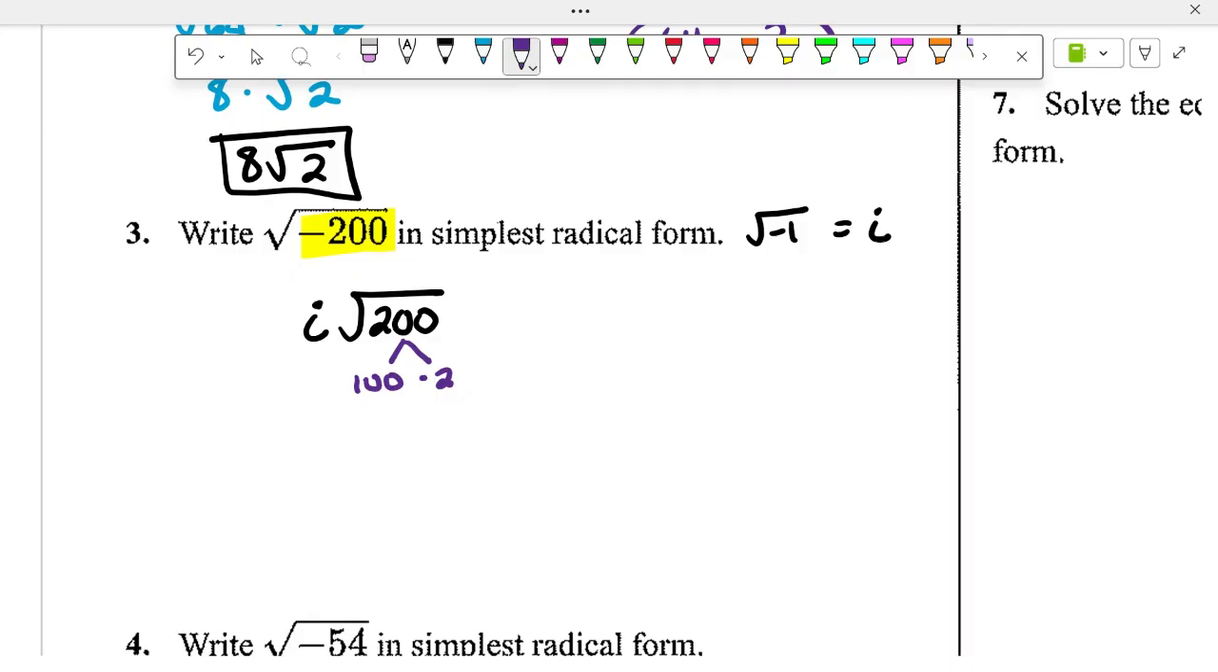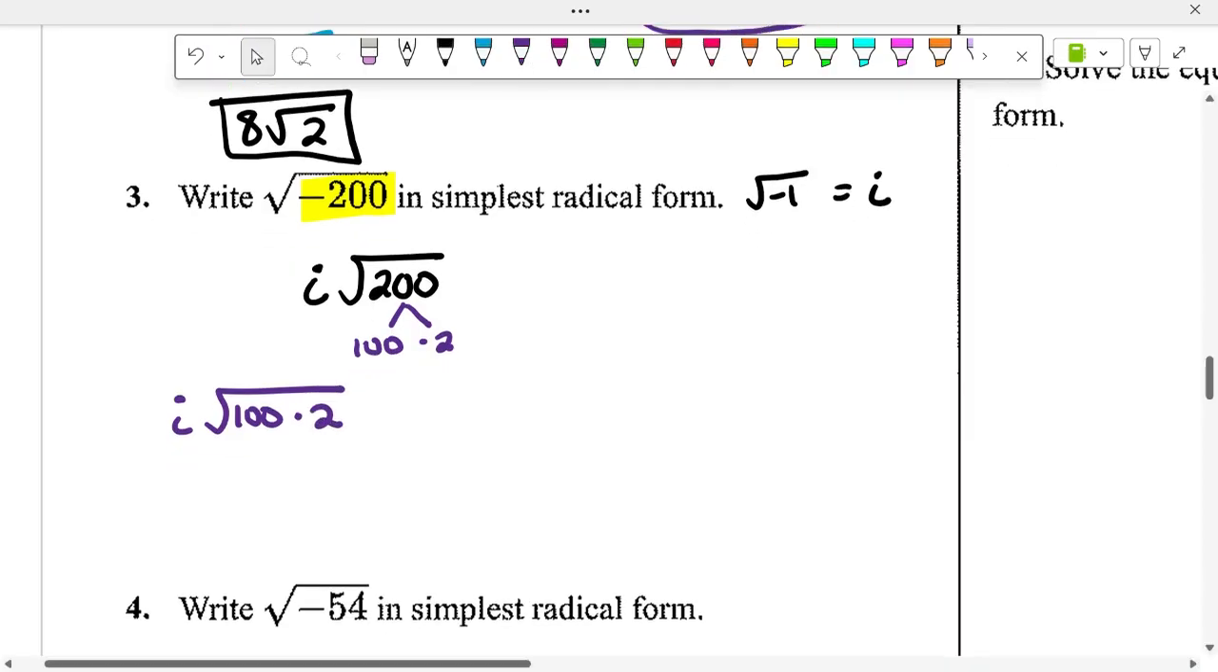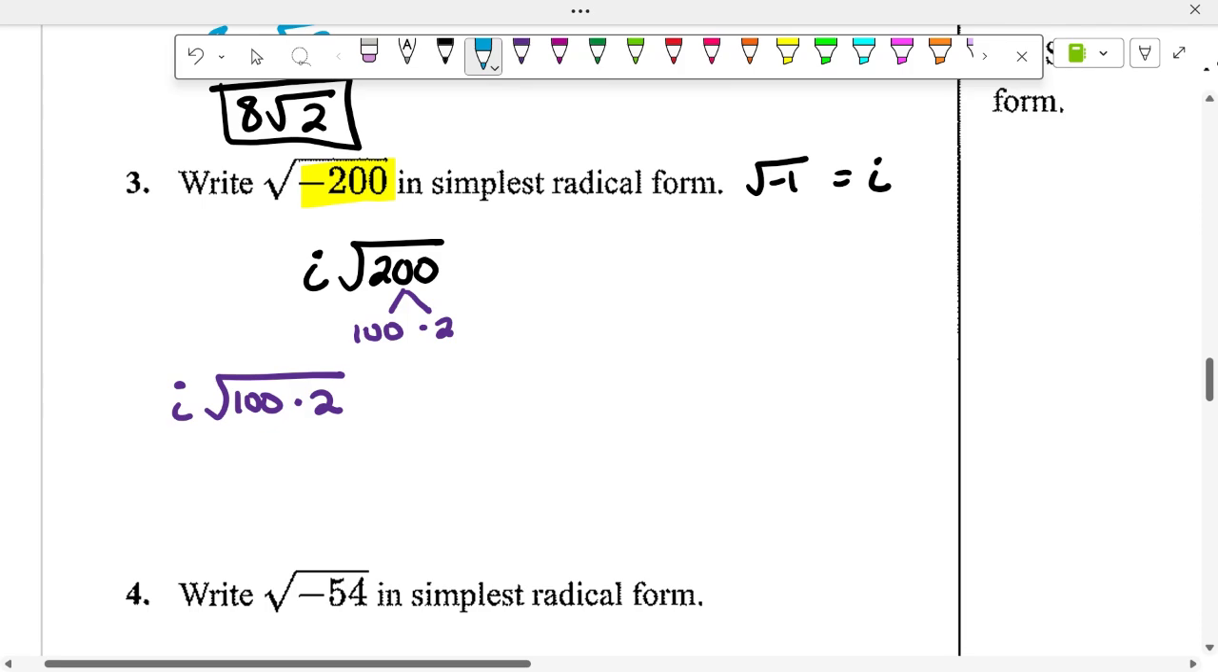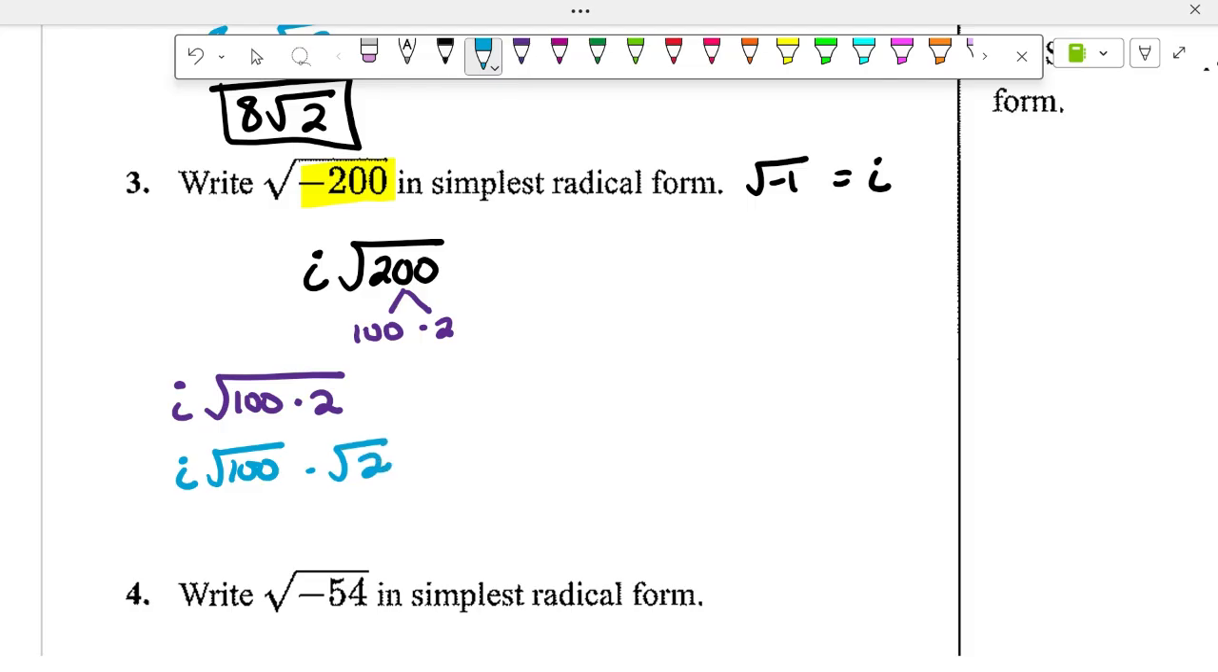So how would I rewrite it? So I have the i. What goes back under the radical? 100 times 2. What do I do next? So I still got the i separated. So I got the square root of 100 times the square root of 2. What's the last thing I got to do? Square root what? 100. What's the square root of 100?